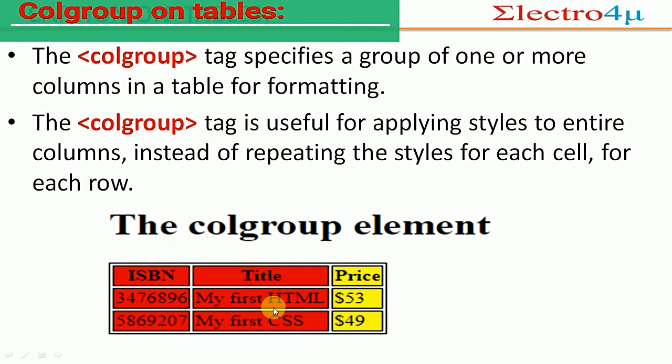So this column means the title column, my first HTML, my first CSS is one column, ISBN is one column, and price is one column. But the rows are not the same color. Why? Because rows are not used for the column group. Only for columns do we use the tag in a table. That's why one column is the same color, title also the same color, price also the same color. Now I understand with the example.